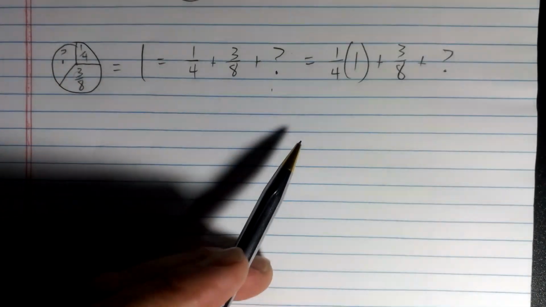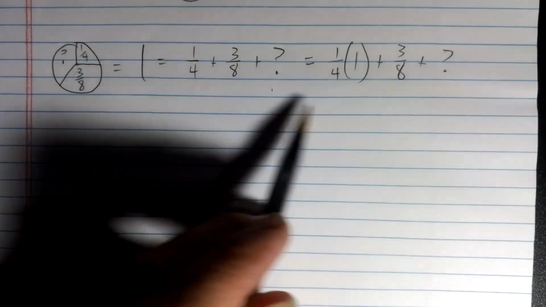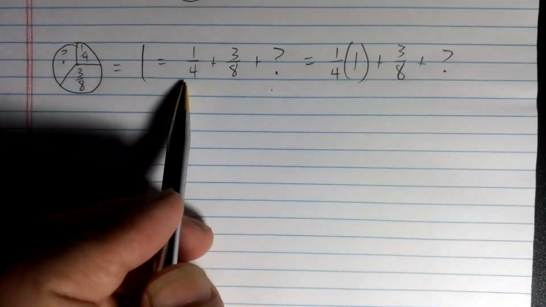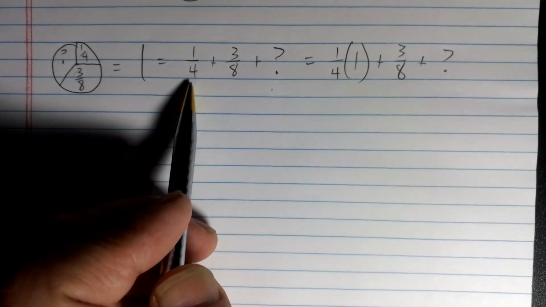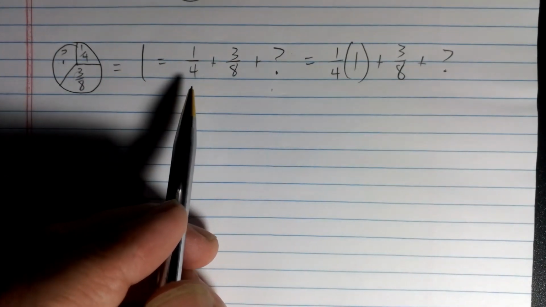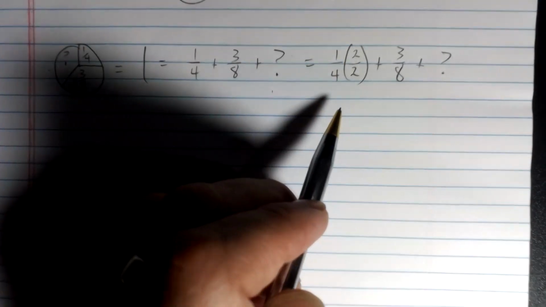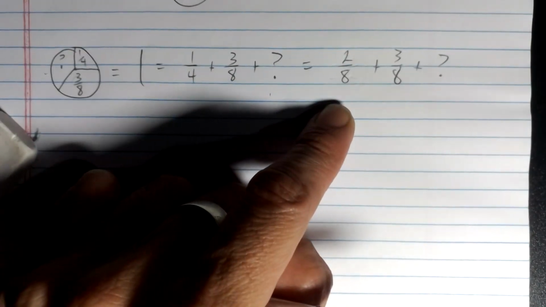Hopefully you can see that we're going to have to use our phantom 1 concept, because I have 1/4 and 3/8. I'm going to have to add these together. That 1/4 is going to have to change into something with an 8 on the bottom. As it works out, 2 on the bottom works, so I'll put a 2 on the top. This ends up giving me a 2/8.